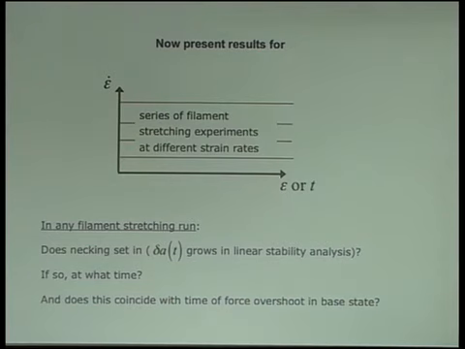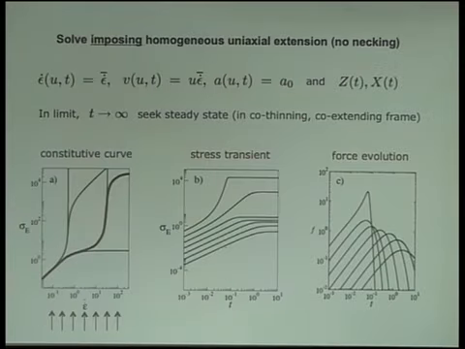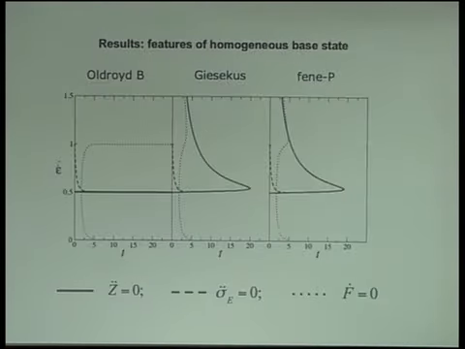Or we can also just use strain, because strain is strain rate times time. And does this coincide with the time of a force overshoot? So before we put in results for the stability, let's put in various features of the background state in this representation. First of all, the dotted line is the locus of points where there's a force overshoot. So for example, if we go back to this case here, at any strain rate, we have a force overshoot at some strain, and we're collecting all those up for the different strain rates and plotting those in this plane here.